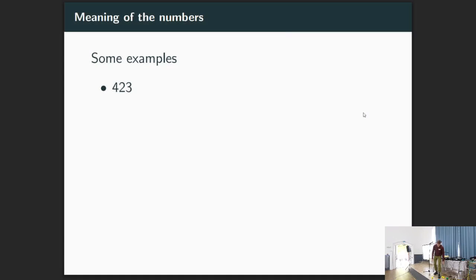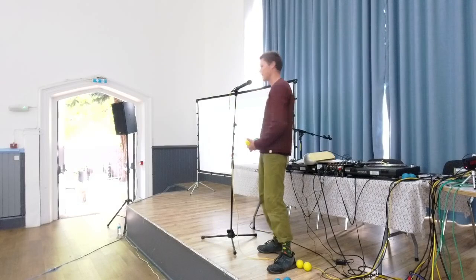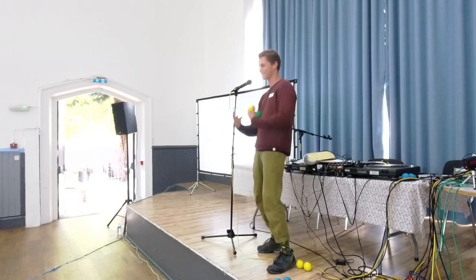Some examples. Yes. 4, 2, 3. We should now be able to interpret this. We know what a 4 is, what a 2 is, what a 3 is, and we know what we do. We read out the numbers as we see them, and we throw them alternatingly. I'll try and do it slowly. 4, 2, 3, 4, 2, 3, 4, 2, 3. And you don't have to understand this.